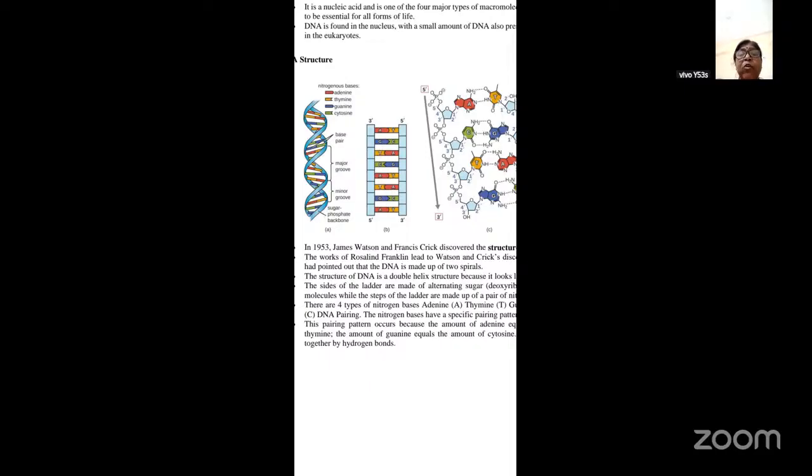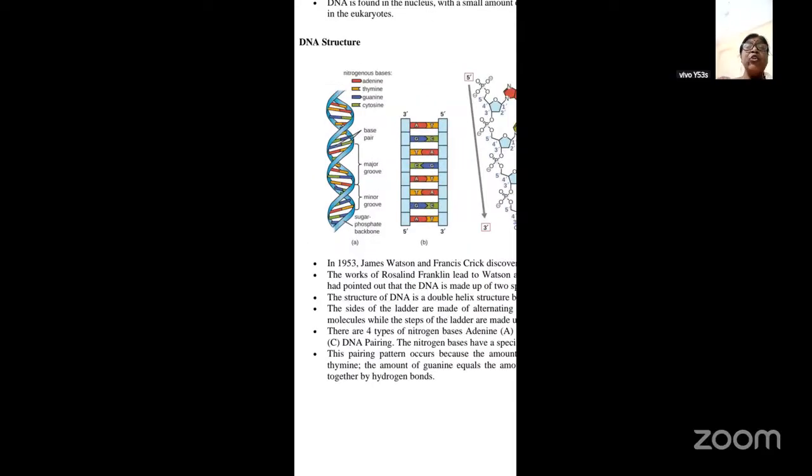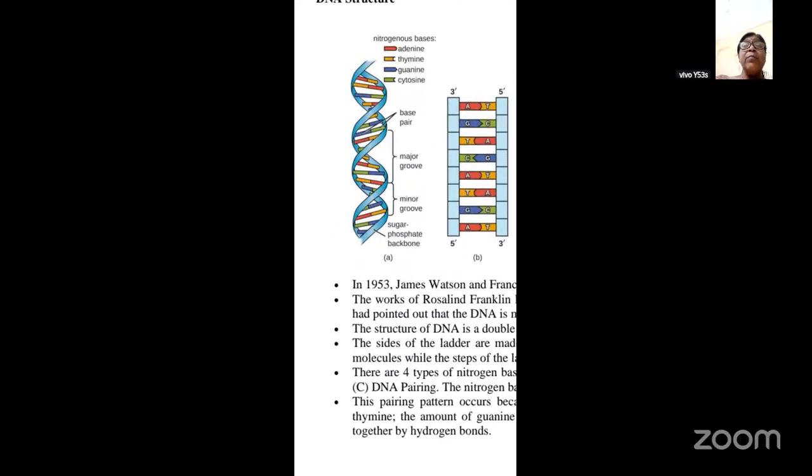And the nitrogenous bases have a specific pairing, because the amount of adenine equals that of thymine, and the amount of guanine equals that of cytosine. So always adenine pairs with thymine by 2 hydrogen bonds, whereas guanine pairs with cytosine by 3 hydrogen bonds. See here, if you see the structure of the DNA molecule, this is a double helical structure.